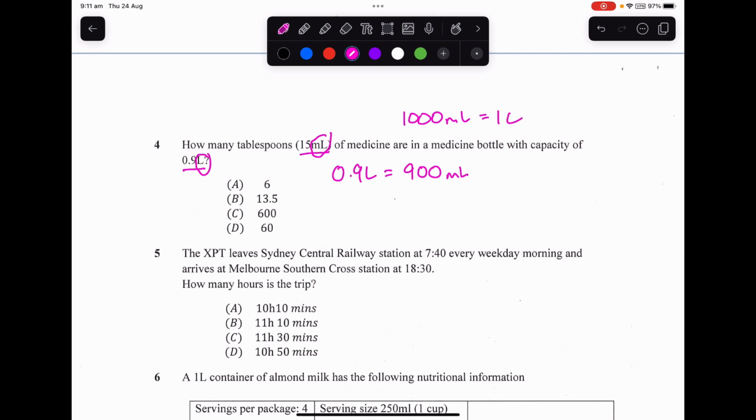So now I want to know how many tablespoons of 15 mils. So I'm just going to take my 900 and divide it by 15, and that will give me 60. So D is going to be our answer there.